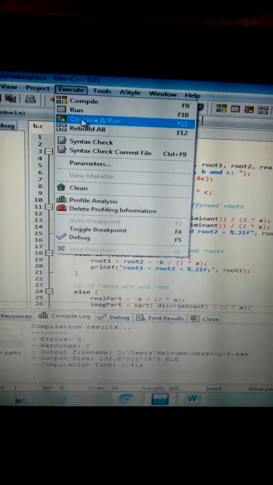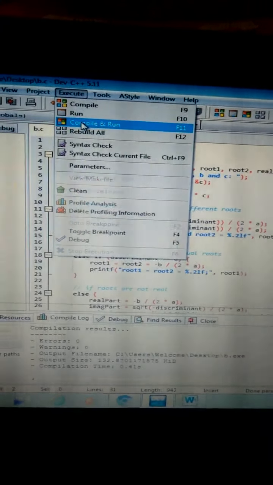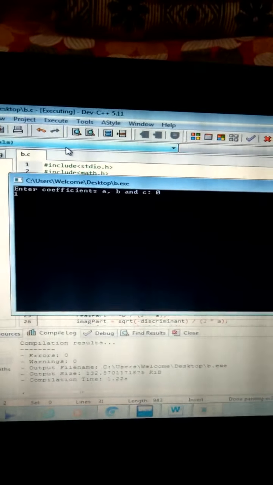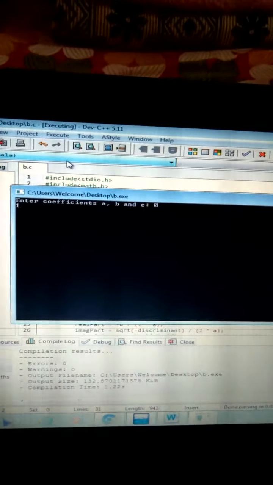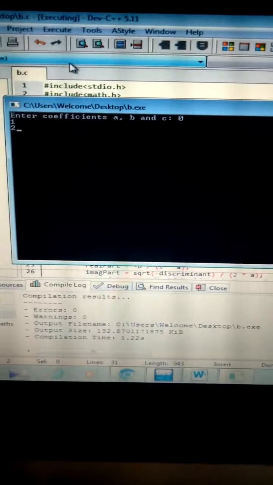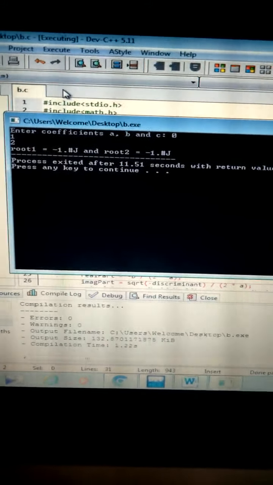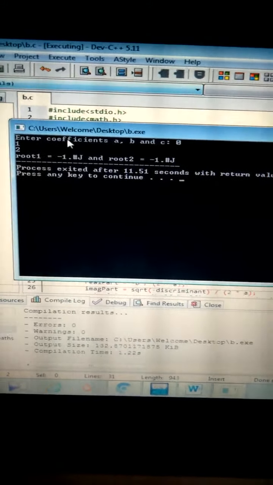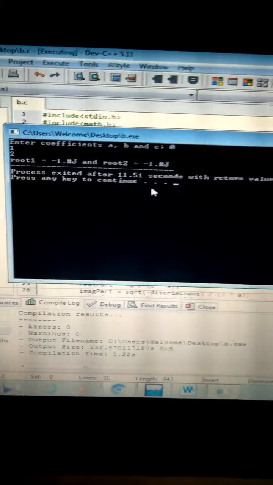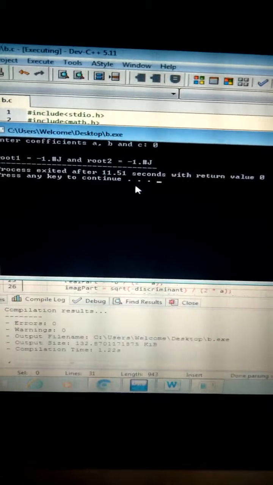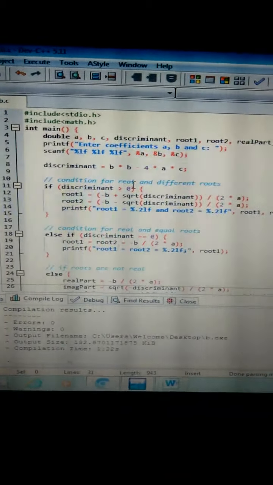Again, the fourth possibility of coefficients. Invalid roots. Okay. See here. Now let us see the tracing.